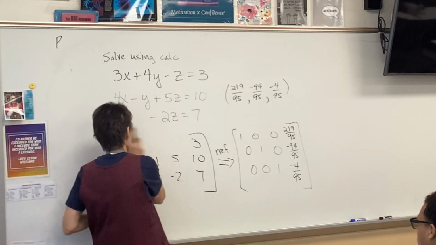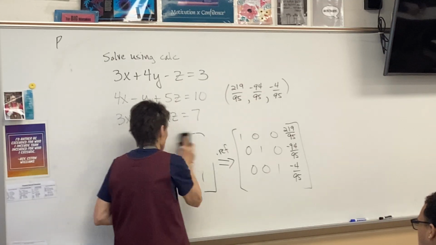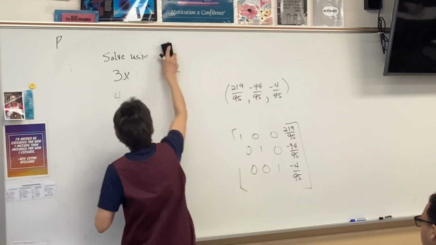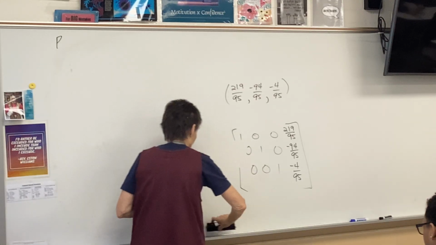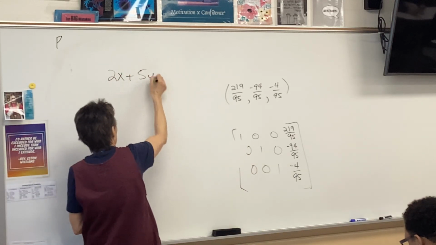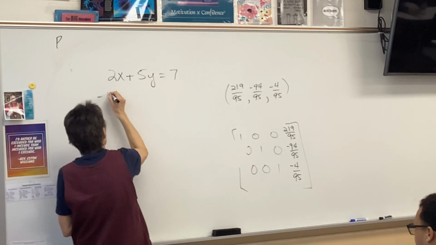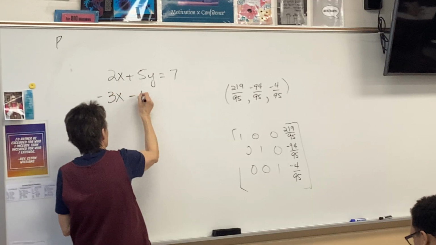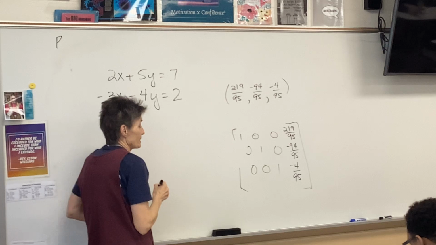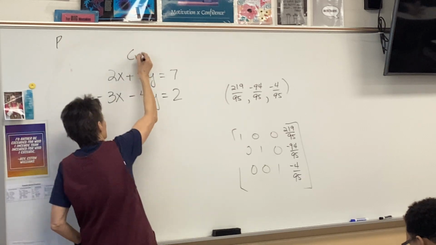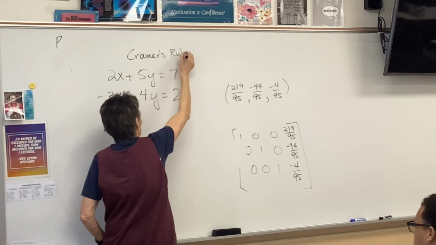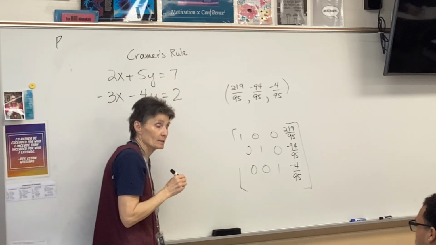Next question, there's only going to be 2. One of them's going to be this. And the other one is going to be a Cramer's rule problem. All right? So 2x plus 5y equals 7, negative 3x minus 4y equals 2. The directions are going to say solve using Cramer's rule. Who remembers how that works?